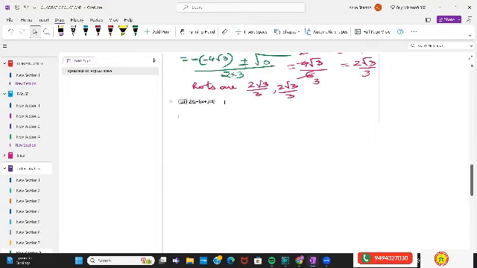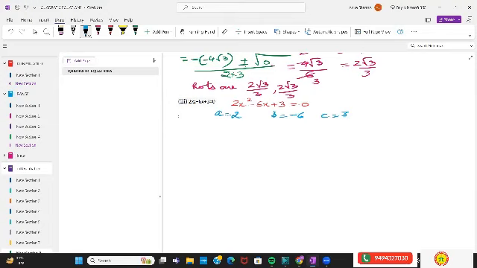See, 2x square minus 6x plus 3. This is the equation. Shan, tell me the value of a, b and c, beta. a is plus 2, yes, good. Value of b is minus 6. And value of c is plus 3. Yes, very good, beta.